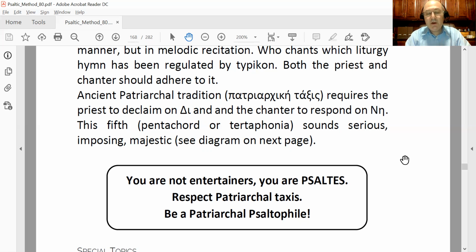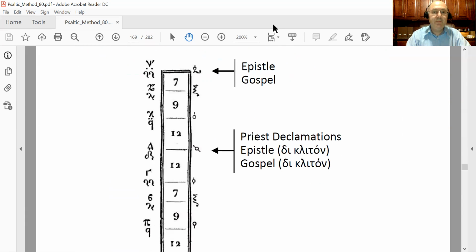And be a patriarchal psaltophile, which basically means that you let the patriarchal tradition be the final arbiter. The final say goes to the patriarchate. If you have any disagreements, any quarrels, let's not go by you, let's not go by me, let's not go by the bishop, let's go by the patriarchal chanting tradition. That's what it means to be a patriarchal psaltophile. I really hope you consider being a patriarchal psaltophile.